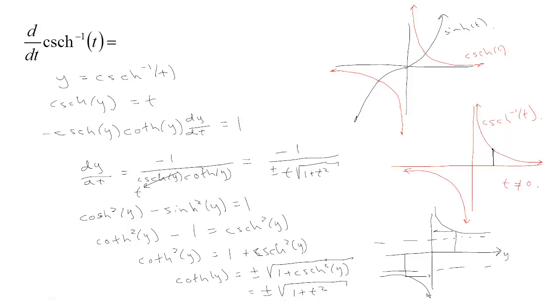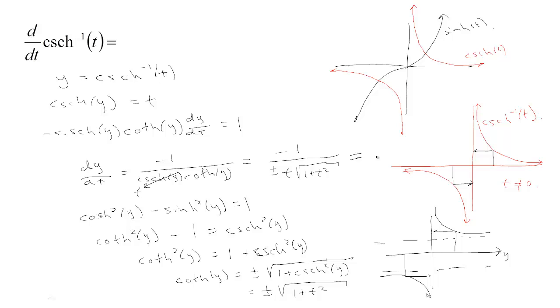If t is positive, then the cosecant will be positive. On the other hand, if t is negative, then the cosecant will be negative. So in other words, if t is positive, then the cosecant inverse of t will be positive. So we'll be taking the cotangent of a positive number, so the cotangent will be positive.